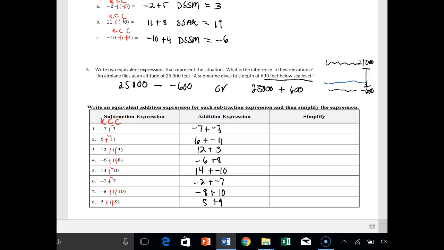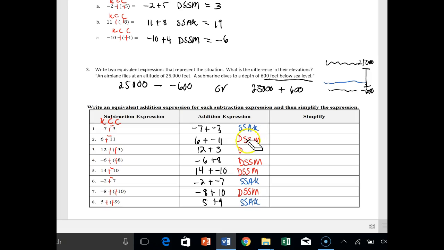Now go ahead and label all these types, right? It's same signs, add, keep. Any other same signs, add, keep? Same signs, add, keep. And the other ones? DSSM. Different signs, subtract more. Oops, that's the same signs. Sorry. Different signs, subtract more.